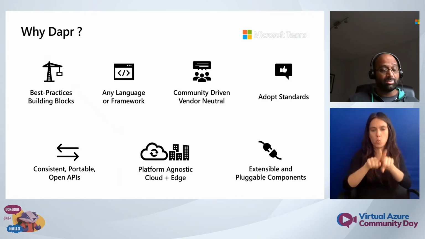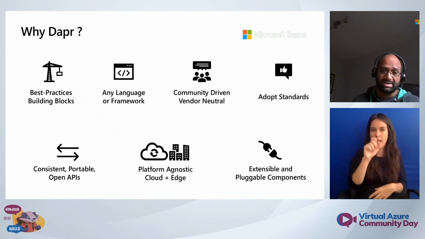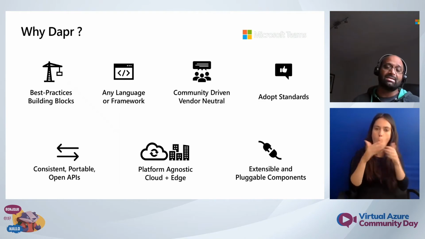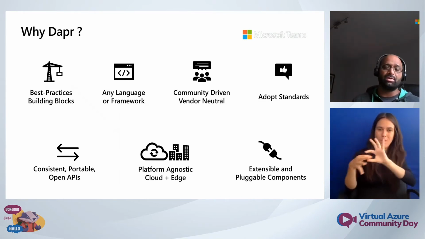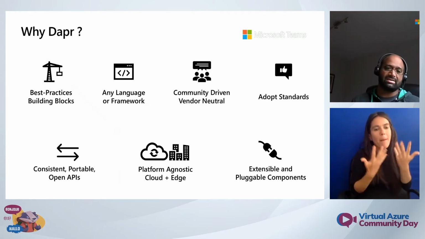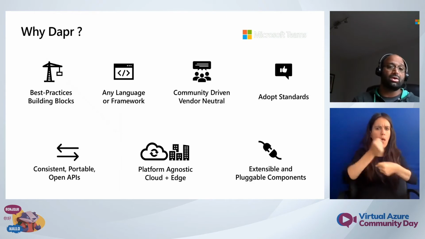One of the most important features of Dapr, because it is community driven and open source, is that it has an extensible and pluggable component architecture, meaning that you can go and make changes in Dapr and expect it to work, because all the source code is available on GitHub.